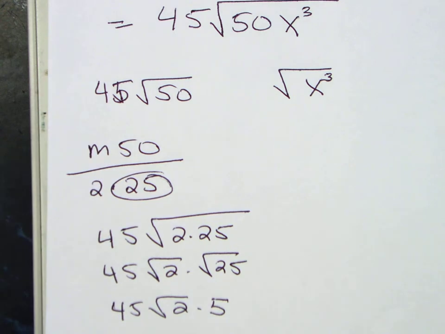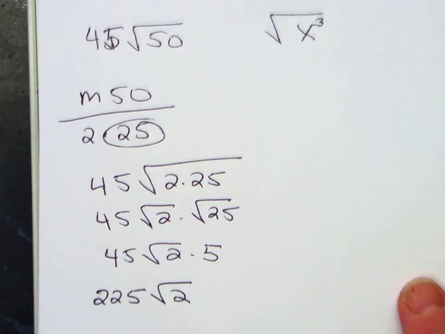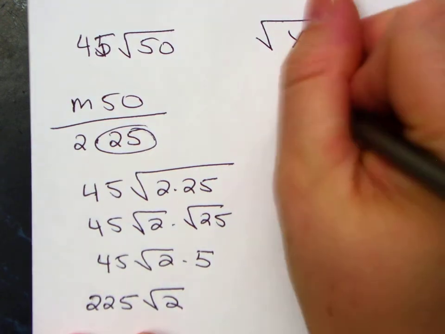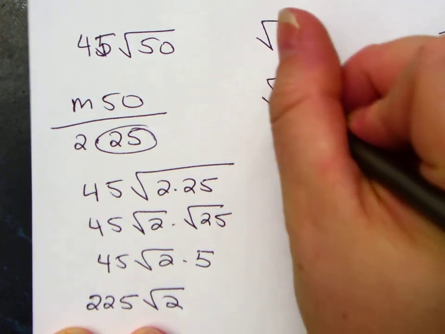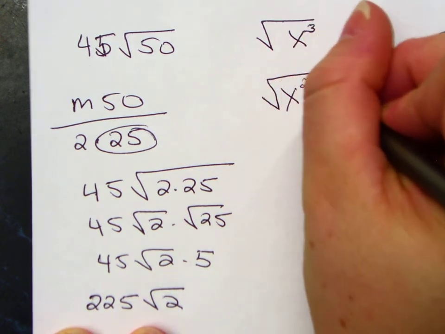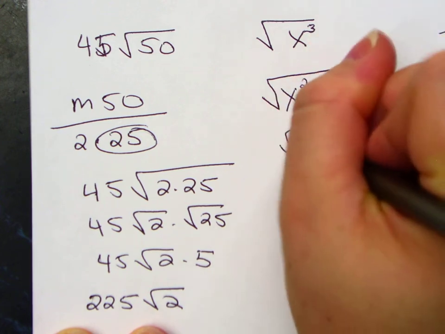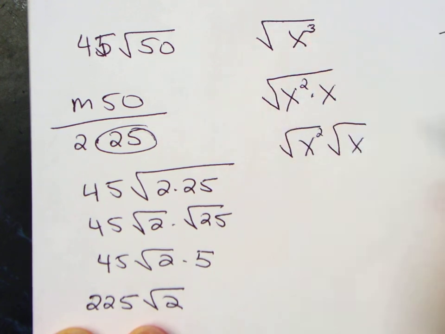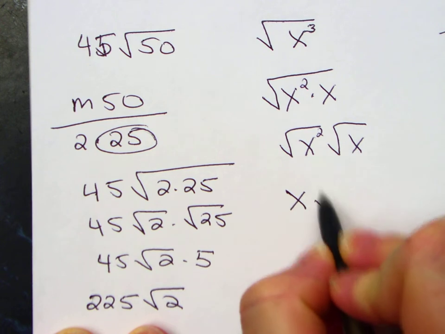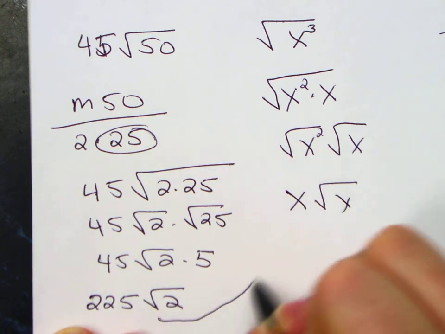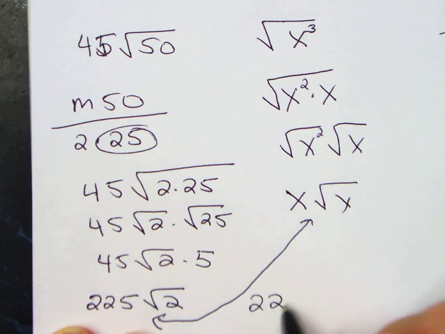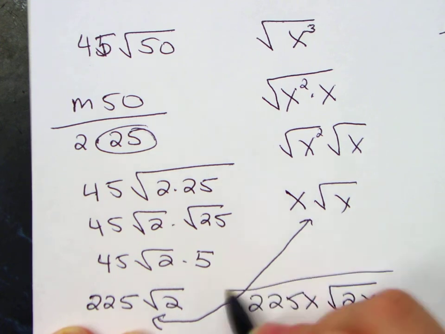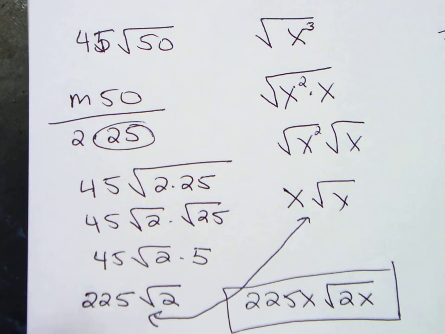Now, how do you do x cubed? Now, when it's odd, we don't like it when it's odd. It's annoying. We bring it down by 1. Becomes x squared times x. Break it up. Square root of x squared is x. Radical x. Take these two things and mush them together. Outsides go together. Insides go together. Okay? That's it.